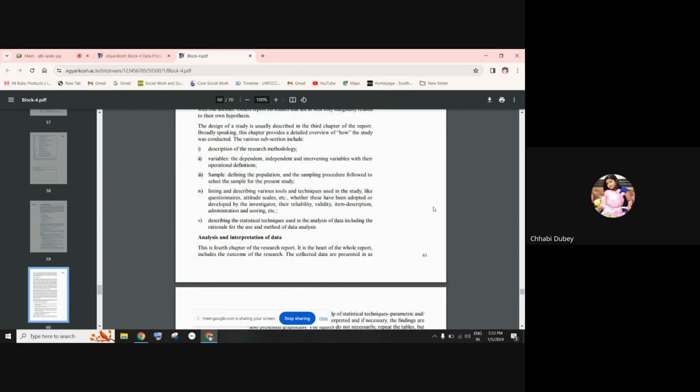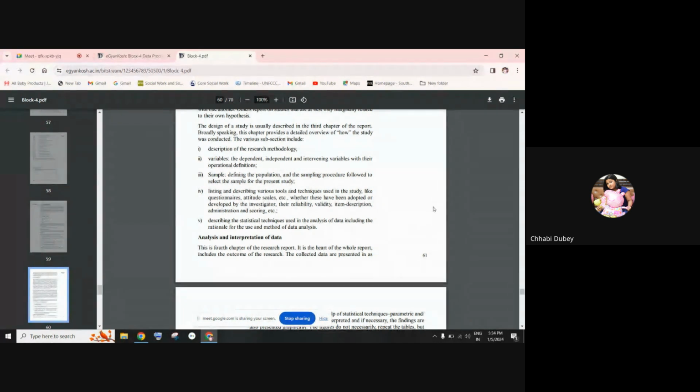And finally, we will be describing the statistical techniques which have been used in the analysis of data. So, what type of statistical tool are we using for analysis of the data? That would be described. All of these will be described in this particular part of the research report.